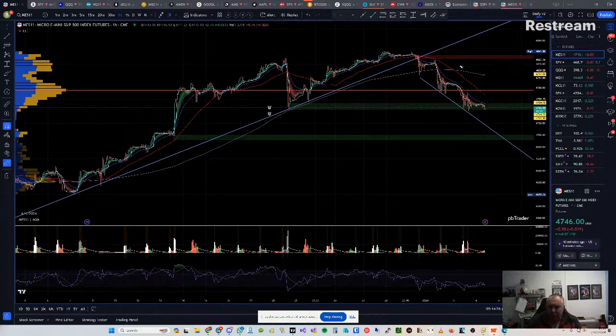We are currently below the 50 moving average. We are below the 200 moving average, and we're going against the trend as well. So got to be wary of that. So that's why I keep the stops as tight as possible.